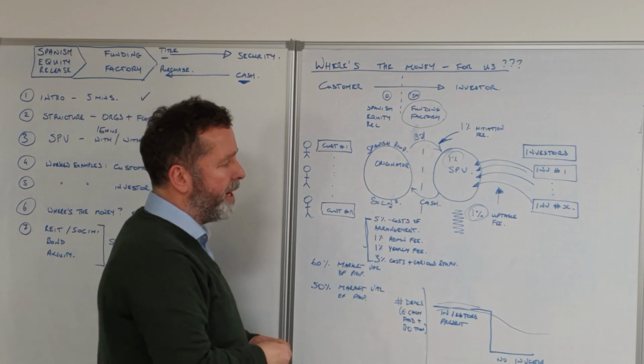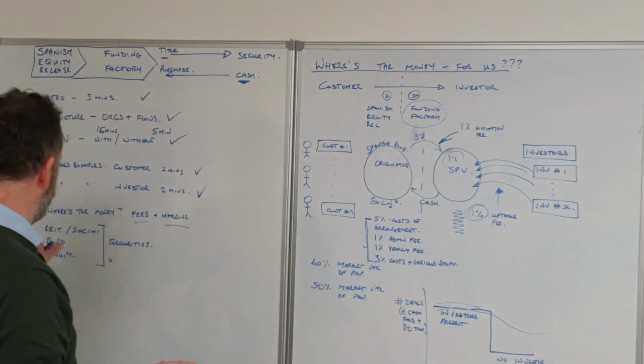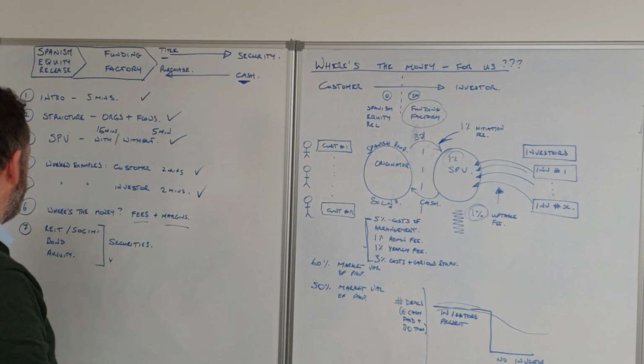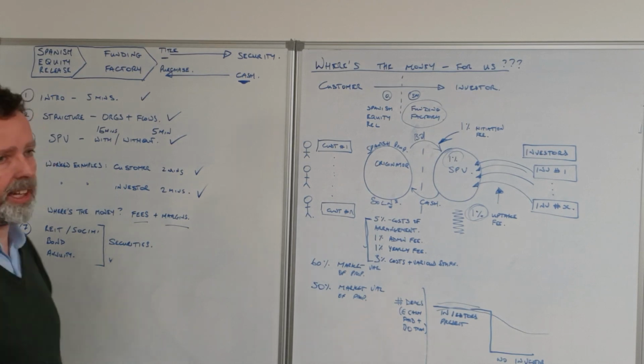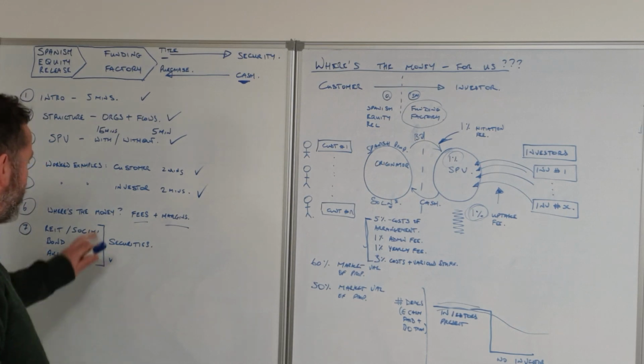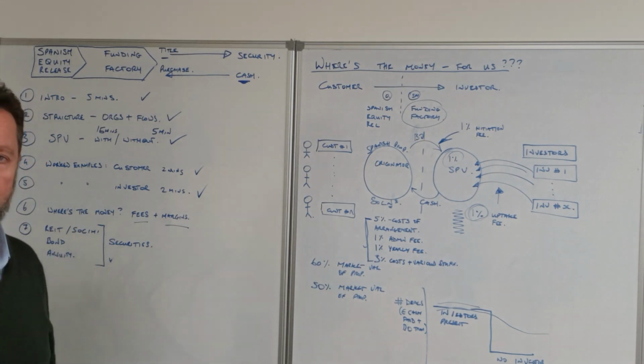So I'm going to conclude on that now, and I'm going to go on to the final thing then, which is the REITs and the SOC IMIs and the bond and the annuity, basically the security structures that we could get into. Okay, thank you.